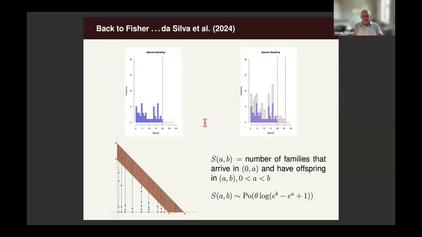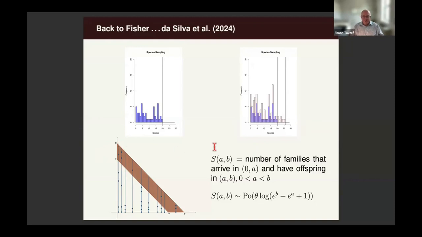So this is an ideal case for doing some sort of marking. And the marking we use is this one. S(A,B) is the number of families that arrive in 0 to A. So here's 0 to A, this interval here. And we want to see which families arrive in here and have offspring in the brown band between A and B. So these are going to be the ones you've seen in the left-hand picture, but you then get some extra ones that you've seen before in the next bin, in this A to B region.